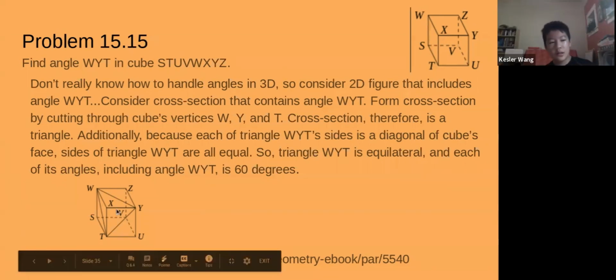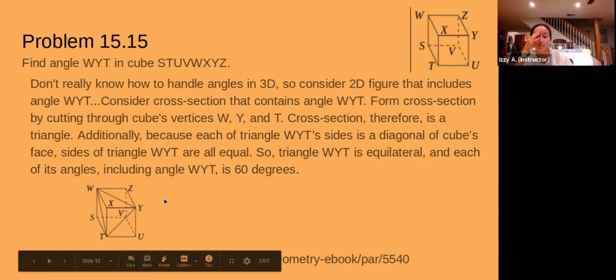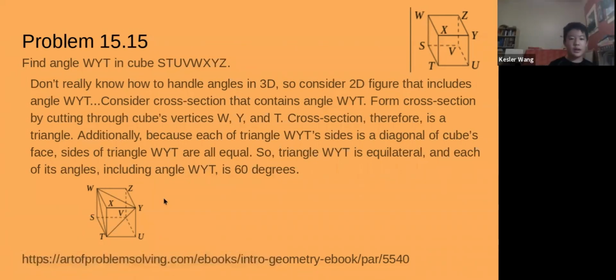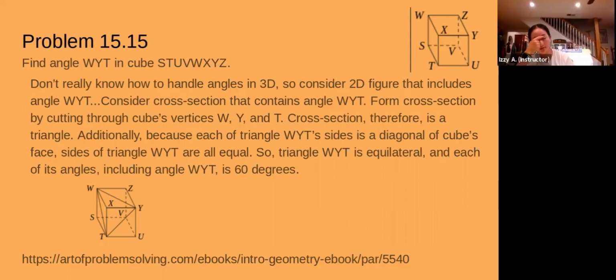Can I summarize what you said? Yes. So because of the cross section formed by cutting through the cube's vertices in the problem, W, Y, and T, we can conclude that the cross section is an equilateral triangle. So all the angles are equal. So each one, which includes angle WYT, is 60 degrees. Yep. Okay.